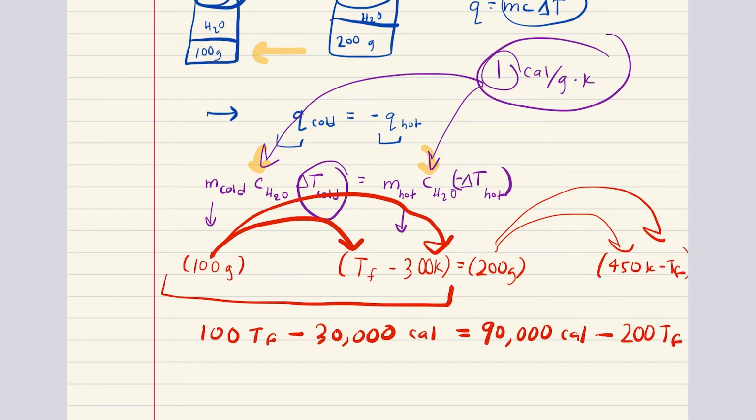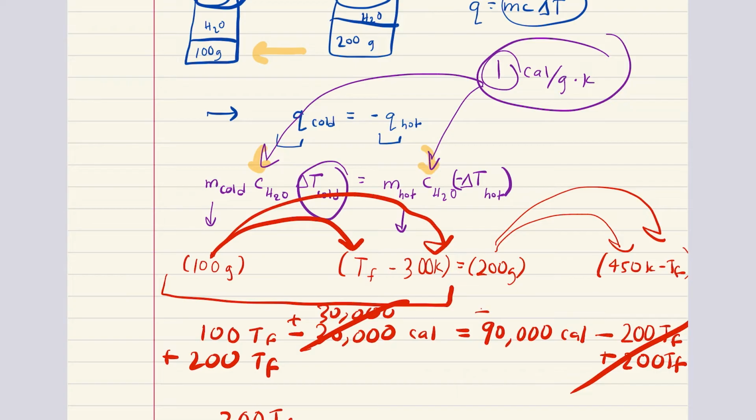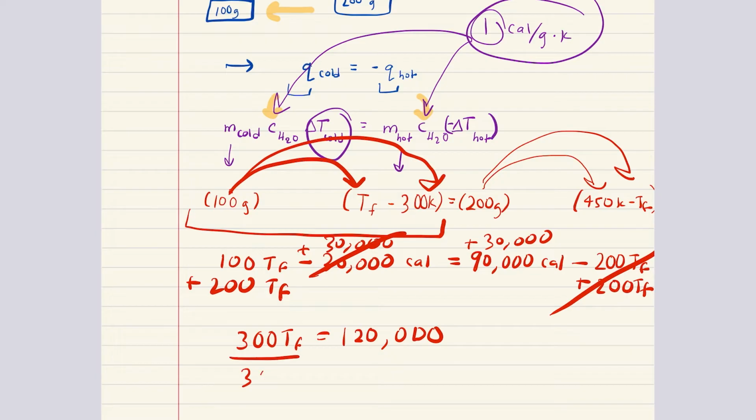Now what we can do is move all of the TF variables to one side. So we're going to go ahead and move the TF to one side by adding plus 200 TF to both sides. So now on one side we have 300 TF. This is our final equilibrium temperature. And then we're going to move the calories over to the other side. So we're going to add 30,000 to both sides. And now we get that 300 TF is equal to 120,000. Now we can divide by 300 for both sides so that we can isolate the final temperature.